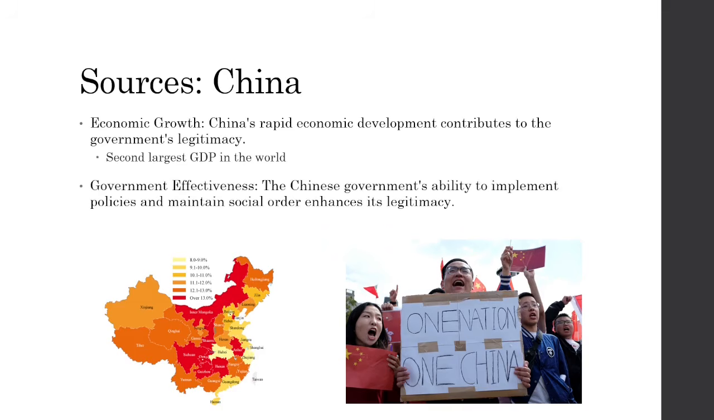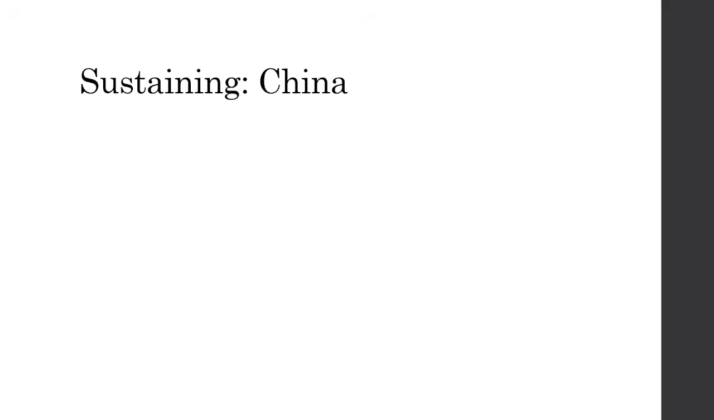Government effectiveness, so their ability to implement policies, particularly the economic policies, and maintain social order. Social order is maintained in China. Wow. I wonder why. It's not like people are afraid of their government. There's also nationalism. People support their government for a lot of reasons, and that contributes to unity and strength, because they're all just one big happy family in China. No problems whatsoever. All right, how do they sustain legitimacy?